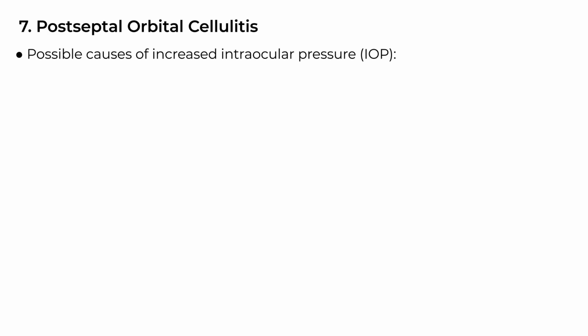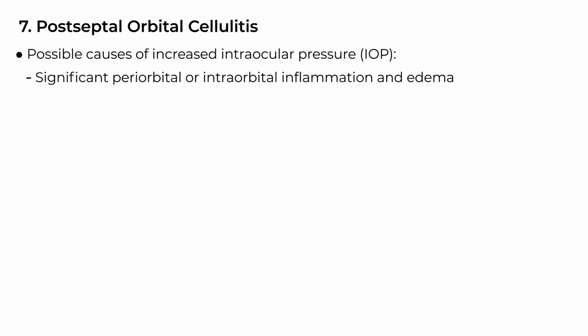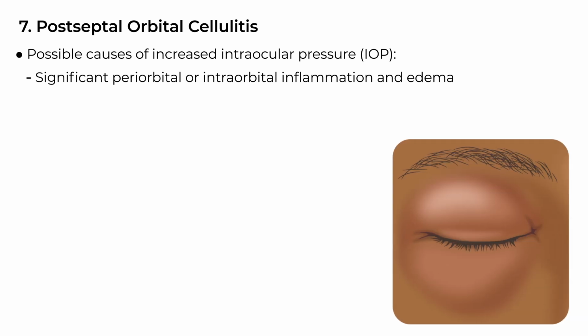There's different ways in which the intraocular pressure can be increased. It can happen due to significant periorbital or intraorbital inflammation and edema.